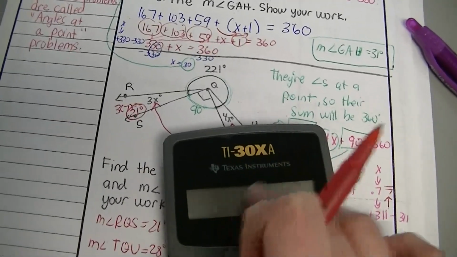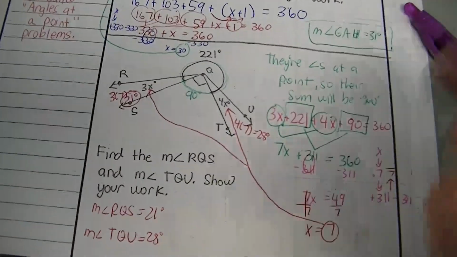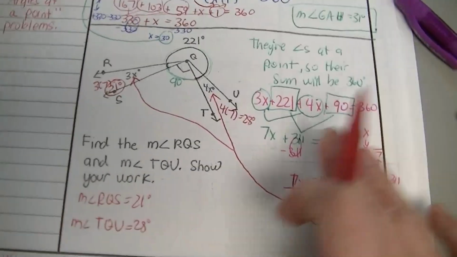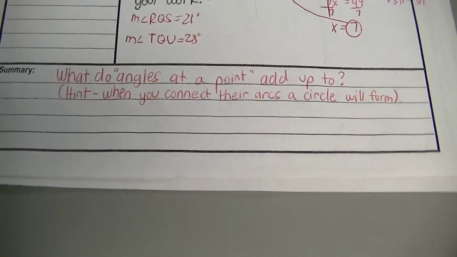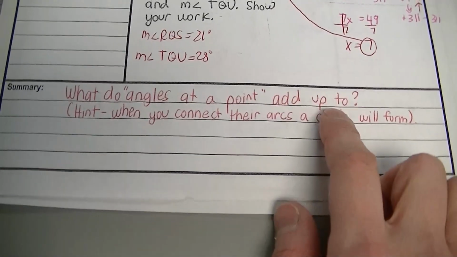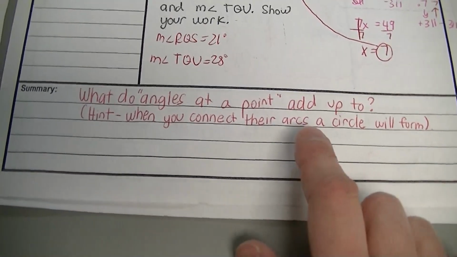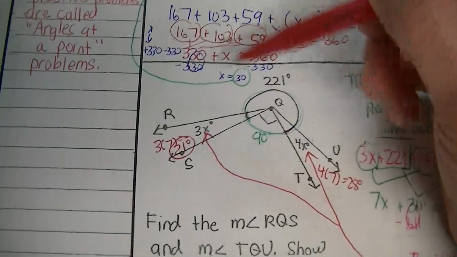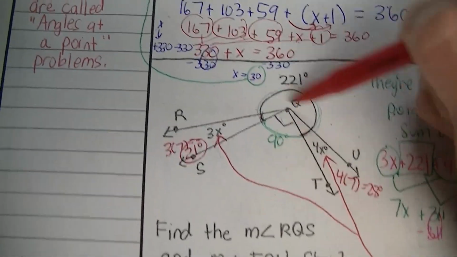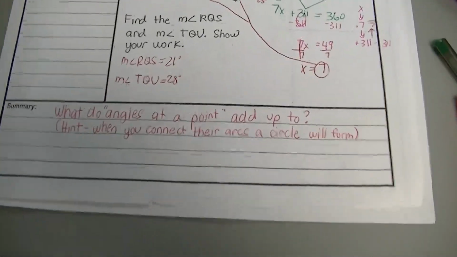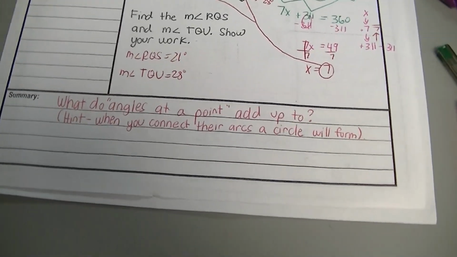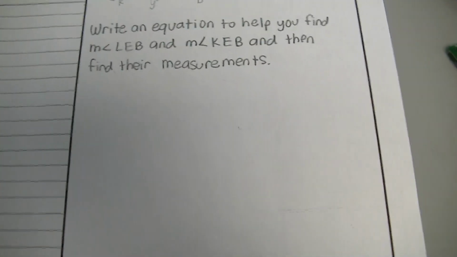If for some reason when you got it and it did not equal 360, you know you must have messed up somewhere in your problem and you should start all over. Okay, summary. What do angles at a point add up to? Hint. When you connect their arcs, a circle will form. Did you notice that? When you connected all their arcs, you'll see a circle, and you should know that there are 360 degrees in a circle. Okay, please turn the page to the next problem.